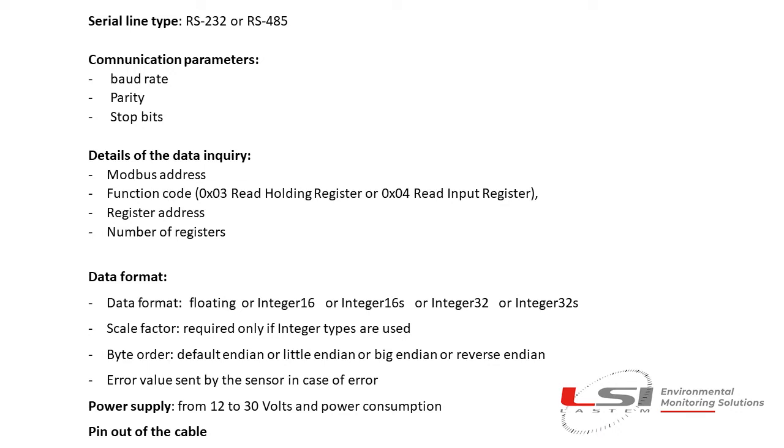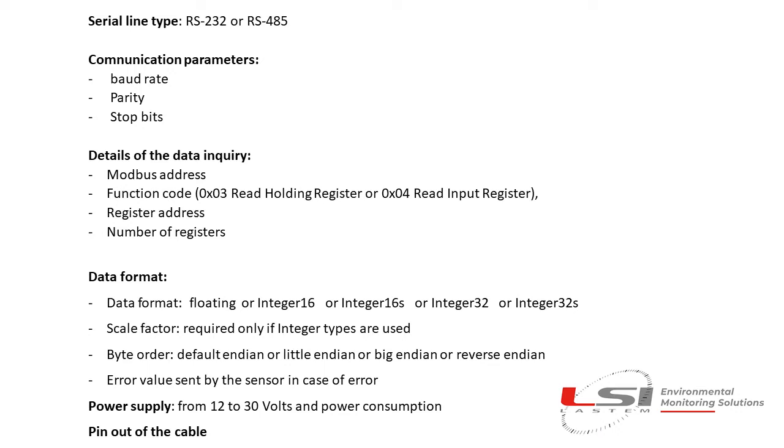The data format. It can be floating, or 16-bit integer, or 16-bit signed integer, or 32-bit integer, or 32-bit signed integer. Its scale factor. This is required only if integer types are used, and then the byte order, which can be default endian or little endian or big endian or reverse endian. The error value used by the sensor in case of measurement problems. Its power supply. It should be from 12 to 30 volts DC.